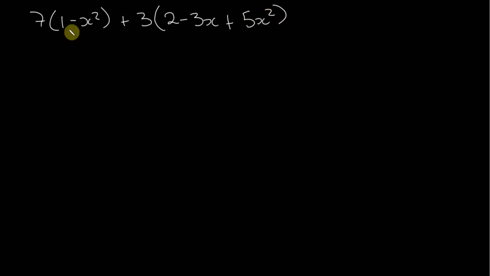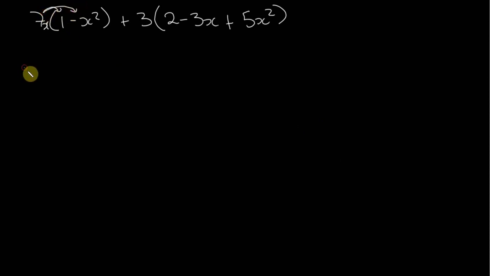So we can do another one. Let's do one that's again a little bit different. Let's say we've got 7 times 1 minus x squared plus 3 times 2 minus 3x plus 5x squared. And actually let's make this a 7x, okay? So that's 7x. So again, before we can identify and organize and combine our like terms, we've got to distribute. So we'll start with this 7x.